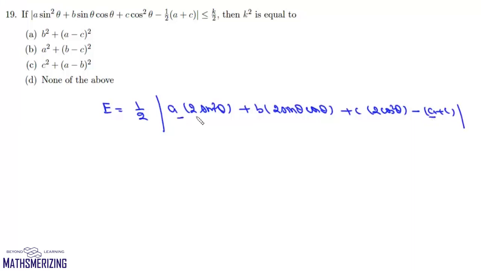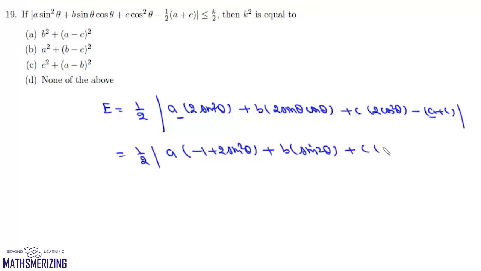Now we'll take a together and c together. So we'll write 1 by 2, and here will be a, minus 1 plus 2 sin square theta. This is b sin 2 theta plus c, 2 cos square theta minus 1. Now this is minus cos 2 theta, and this is plus cos 2 theta. So we can write this as 1 by 2, and here will be b sin 2 theta plus (c minus a) cos 2 theta.